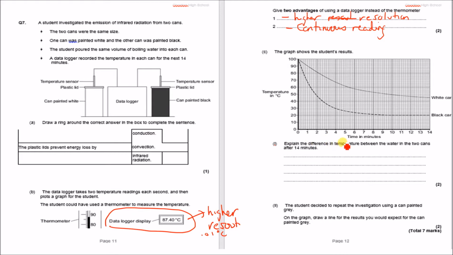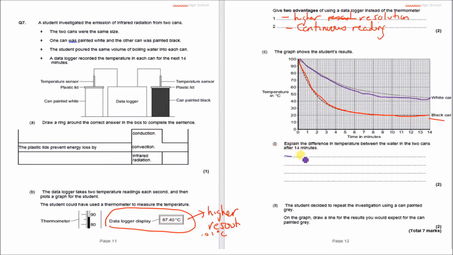Right, the next question says, explain the difference in temperature between the water in the 2 cans. Now again, this is really not on the specification anymore, but if you're doing triple science, you do need to know about the effects of radiation between colour. So black is actually a better emitter of radiation. So you can see the temperature of the black can has gone down more than the temperature of the white can. I'm just going to do that in a different colour. So this temperature here is of the white can, the end temperature is around 50 degrees. And the temperature of the black can's gone down to 20 degrees.